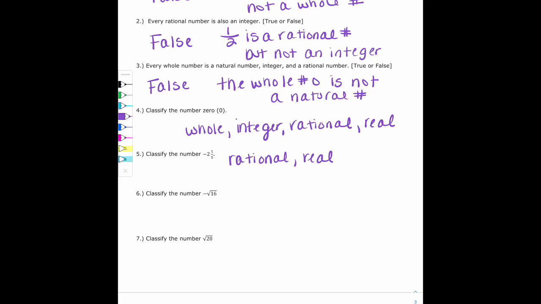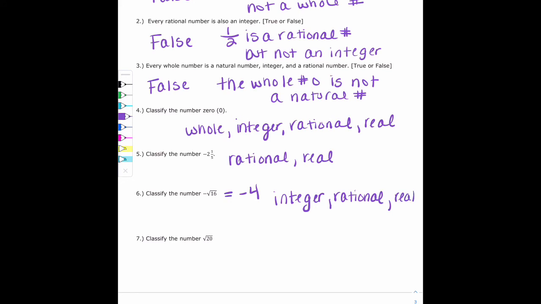Classify the number negative square root of 16. Now, this is not the same as when the negative is underneath the square root. This is the same as negative, and then the square root of 16 is 4. So that's really just negative 4, which means it's an integer, rational, and real.